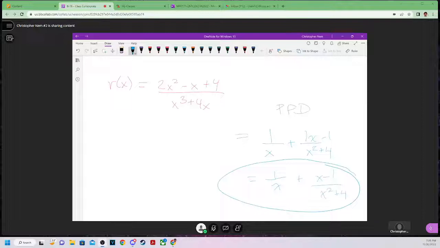We're able to do irreducible quadratics. Now, we are not going to talk about repeating irreducible quadratics, but we can work with repeating linear factors, distinct linear factors, and distinct irreducible quadratics. So we should be good to go.